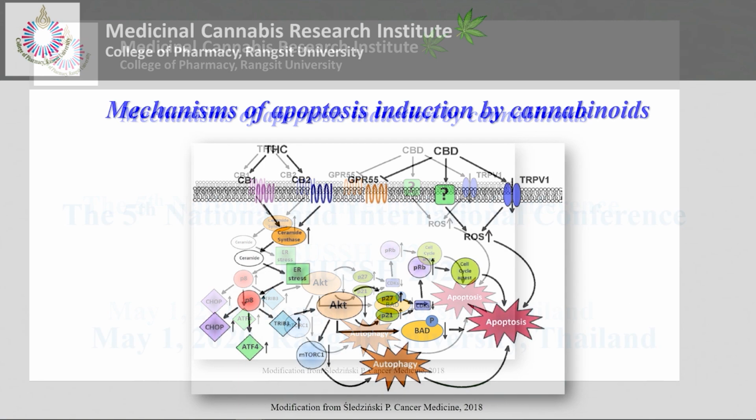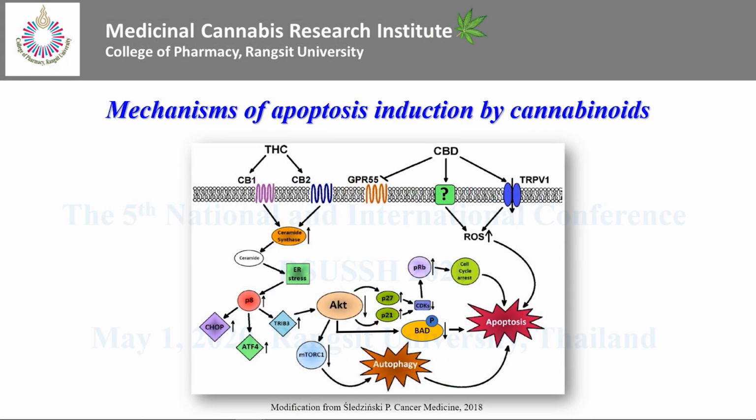This figure shows the molecular mechanism of apoptosis induction by cannabinoids. THC stimulates de novo synthesis of ceramide through CB1 and CB2 receptors. Accumulation of ceramide leads to an activation of the stress signaling pathway. This involves enhanced expression of p8 protein as well as its downstream targets. Stress can lead to an activation of the intrinsic apoptosis pathway.